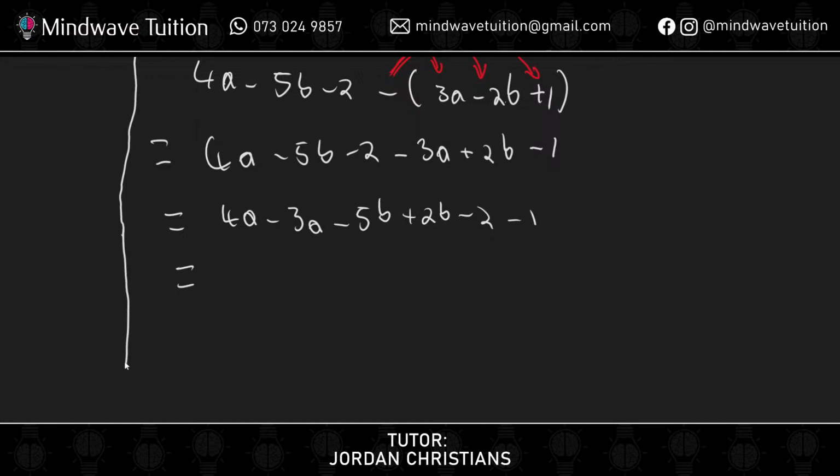Okay, so 4a minus 3a. Again, I like them, so we can just minus them. So 4 minus 3 will just give me 1a. B and B are like terms, so minus 5 plus 2 will just give me minus 3b. And minus 2 minus 1 will give me just minus 3. And this is my final answer for this one.